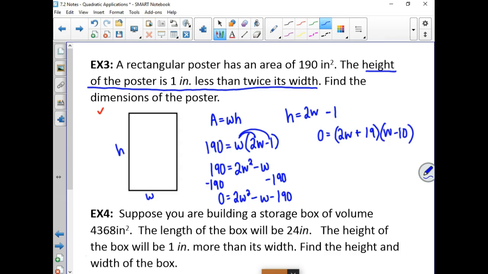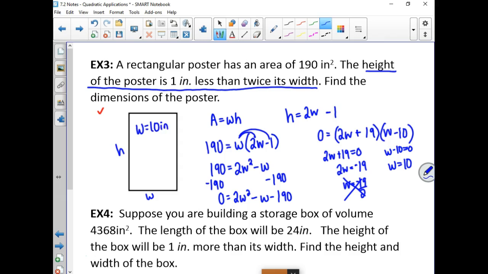That means that the answers that I would get here: 2W plus 19 would equal 0, which would be 2W equals negative 19. So W would be negative 19 over 2. We're going to throw that answer out because it's negative. Over here, I would just get W minus 10 equals 0. So W equals 10. So that is my width. My width equals 10 inches.